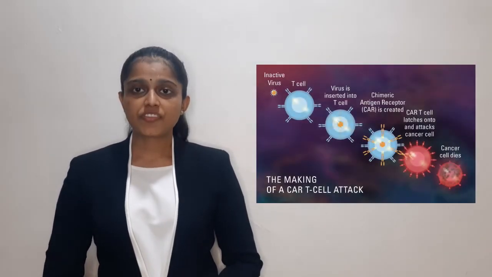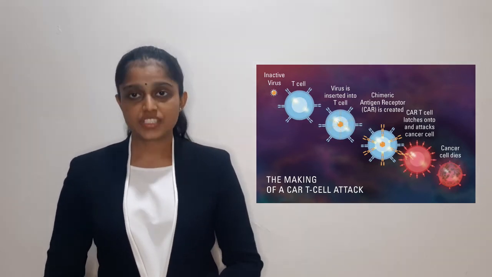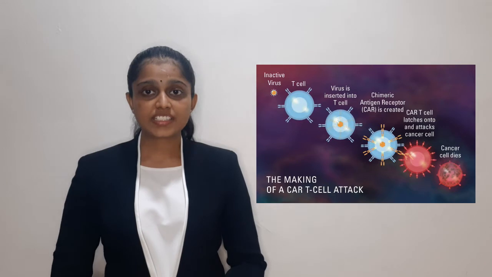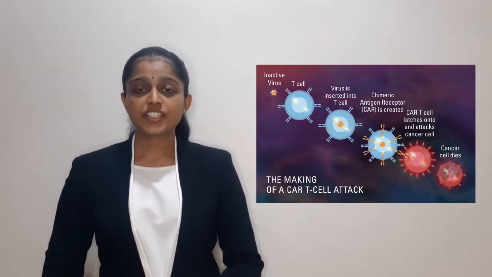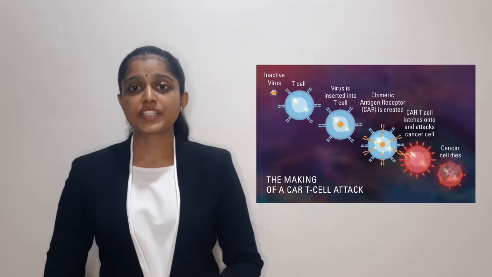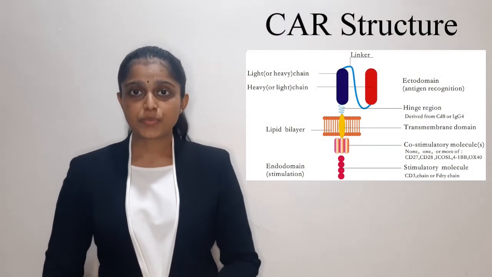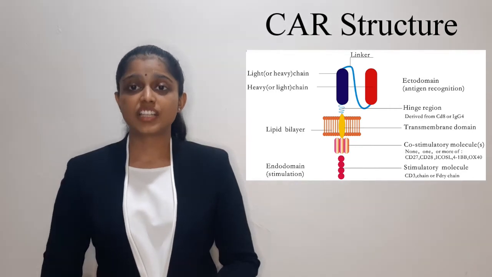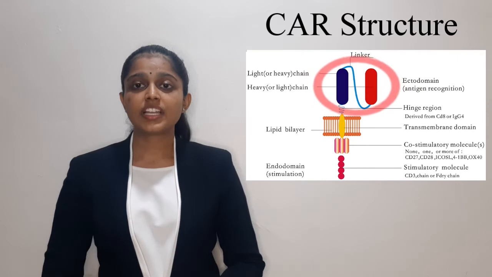To produce CAR T-cells, normal T-cells are purified and transduced with an engineered chimeric antigen receptor gene using either retroviral vectors or CRISPR-Cas9 gene editing technology. This antigen receptor gene is later expressed on CAR T-cells. There are three basic parts to CAR T-cell receptors: an antigen recognition domain, a transmembrane domain, and an internal signal transduction domain. The antigen recognition domain is derived from monoclonal antibodies.